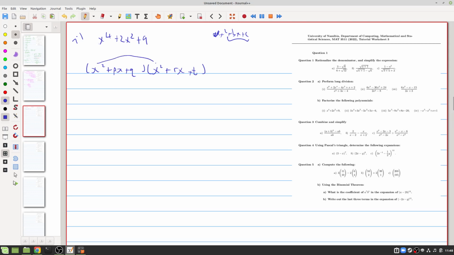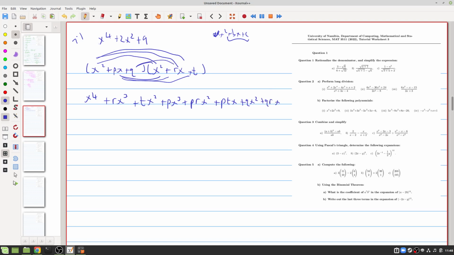So let's do that. Multiplying this out gives us x to the power 4 plus rx to the power 3 plus tx squared. Okay, then we've got px cubed, we've got prx squared, and then we've got ptx. And then from the q, so qx squared plus qrx plus qt.